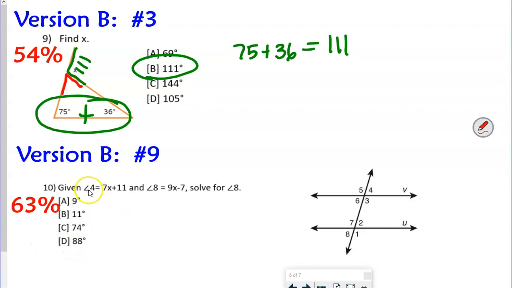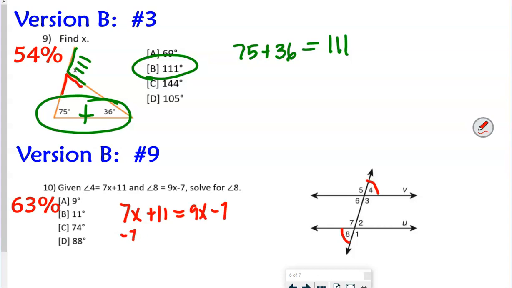It's asking us about angle 4 and angle 8. So it's given us an equation for 4 and given us an equation for 8. So let's look and see what the relationship is, given that these lines are parallel. And it should have said that, y'all. Okay, so angle 4 is congruent with angle 8, okay? If that's true, don't we set them equal to each other? So 7x plus 11 equals 9x minus 7?